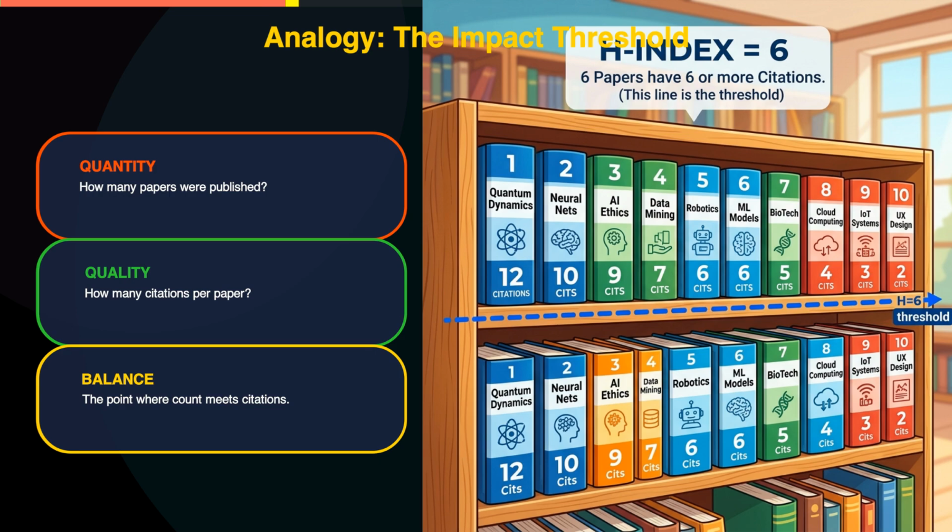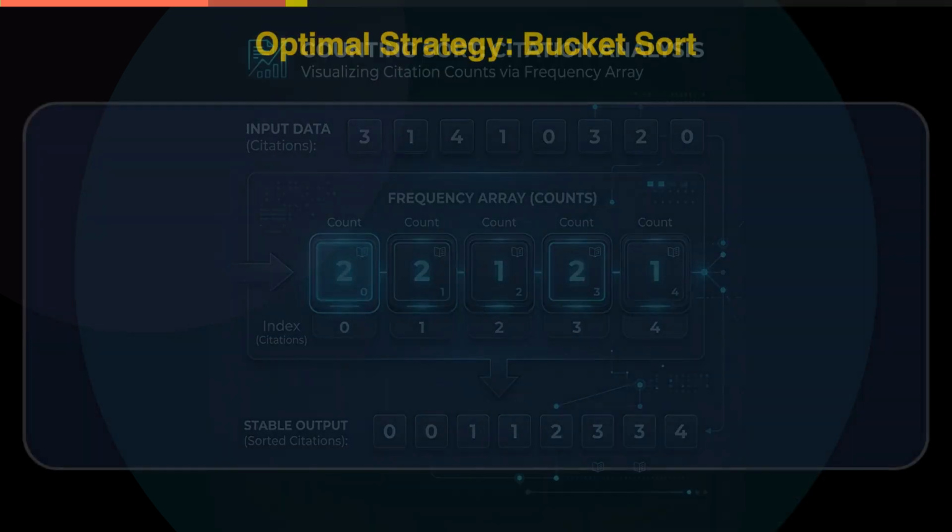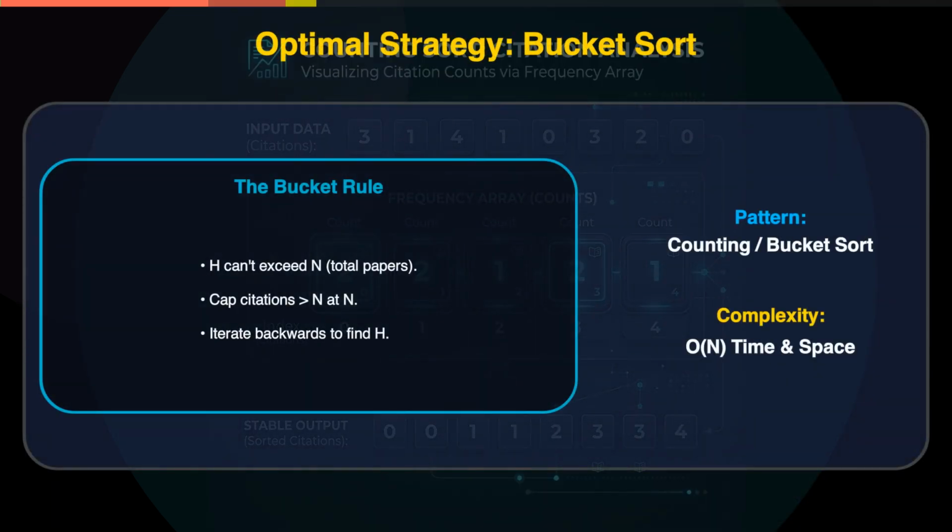paper might have. While sorting the citations in descending order gives us an O of n log n solution, we can do better. Since the H-index is capped at the total number of papers, let's call that n, we can use a frequency array, or bucket sort approach. We'll create an array of size n plus 1 to count how many papers have 0, 1, 2, up to n or more citations. This allows us to find the H-index in just one pass through the data and one pass through our buckets, making it a very efficient O of n solution.